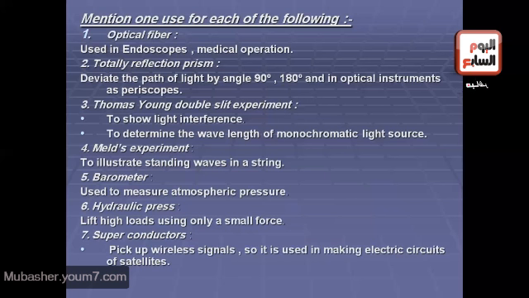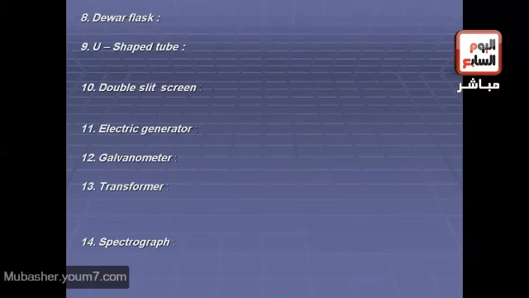Number 7, superconductors. So it is used in making electric circuits of satellites. Okay. Or in designing high-speed magnetically levitated trains. I want one function only. Dewar flask, it is used to store liquid gases.